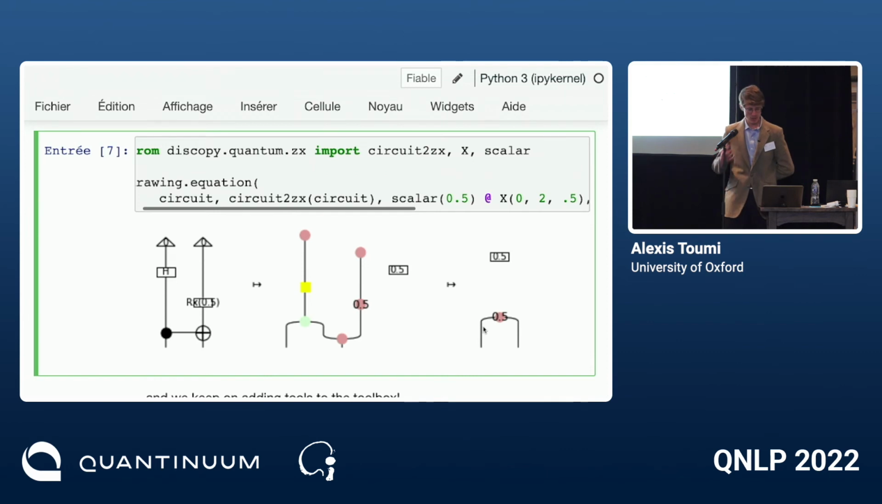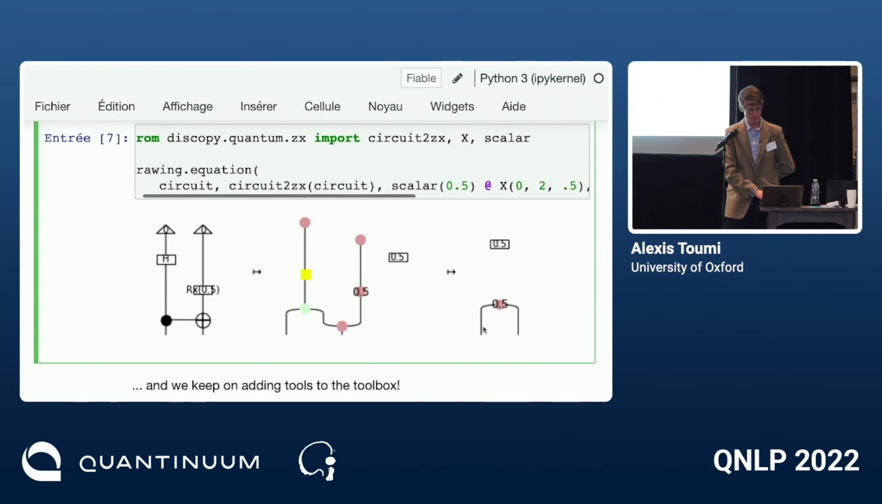So that's sort of the main feature of DisCoPy: it allows you to draw any kind of diagram and then to map from one kind of diagram to another, and potentially use these diagrams as a high-level way to represent computation, so that here you can rewrite your ZX diagram and it would correspond to optimizing your quantum circuit. That's the general idea. And we keep on adding more tools to the toolbox.